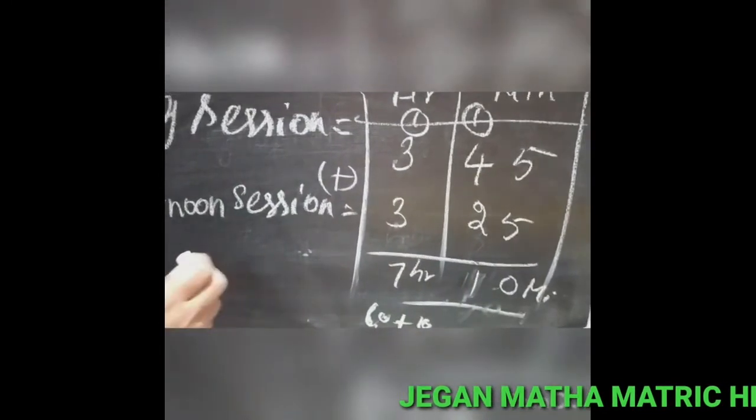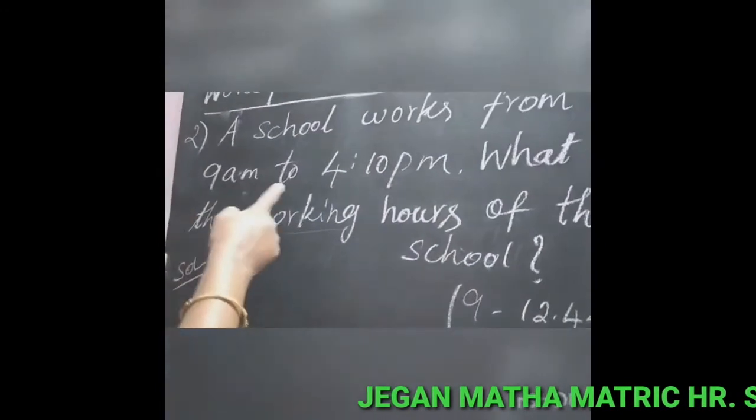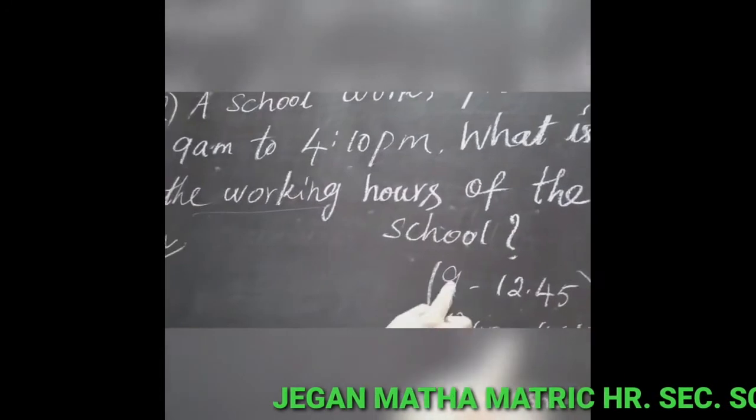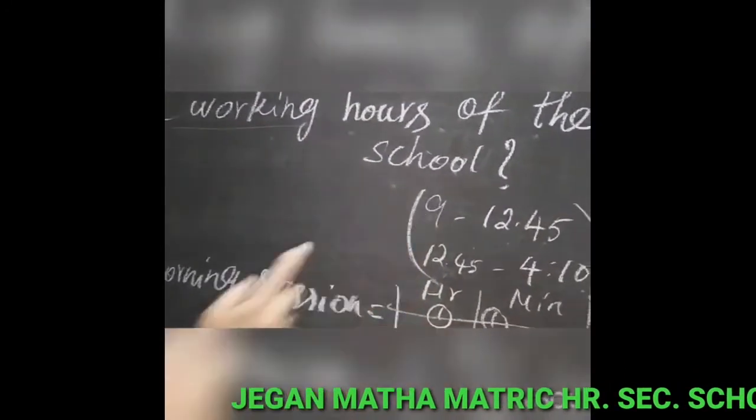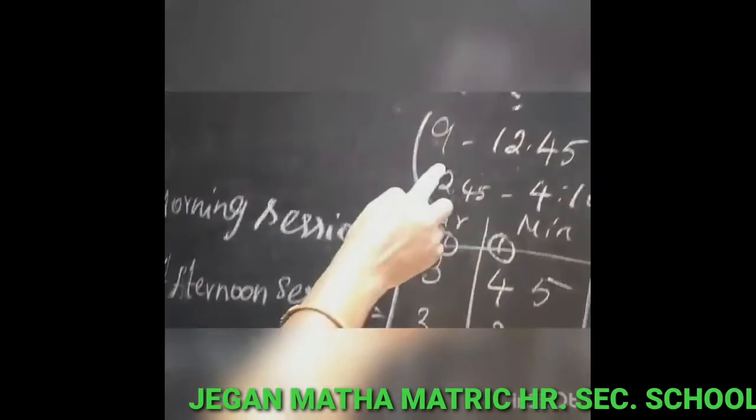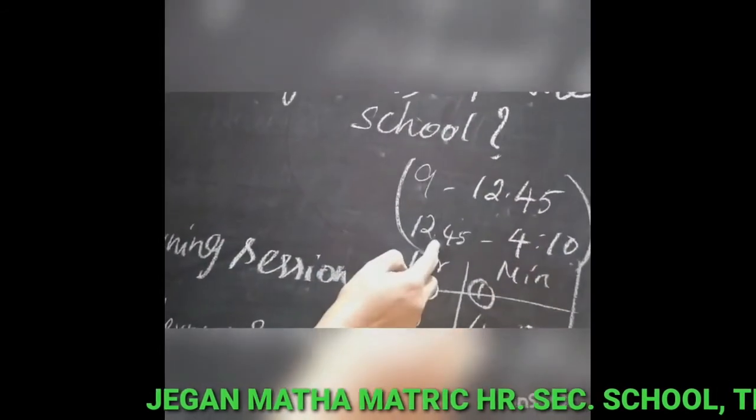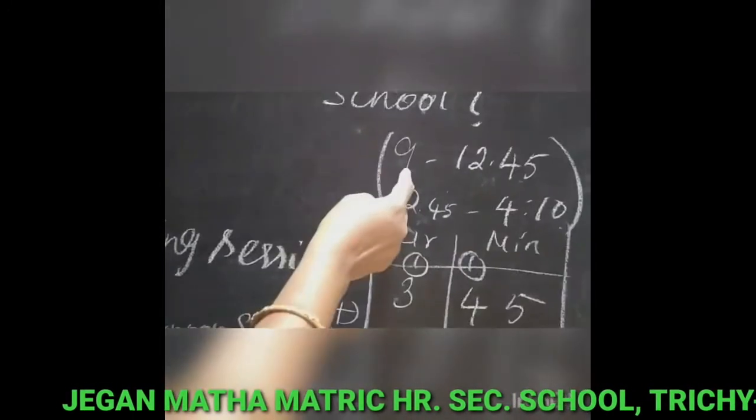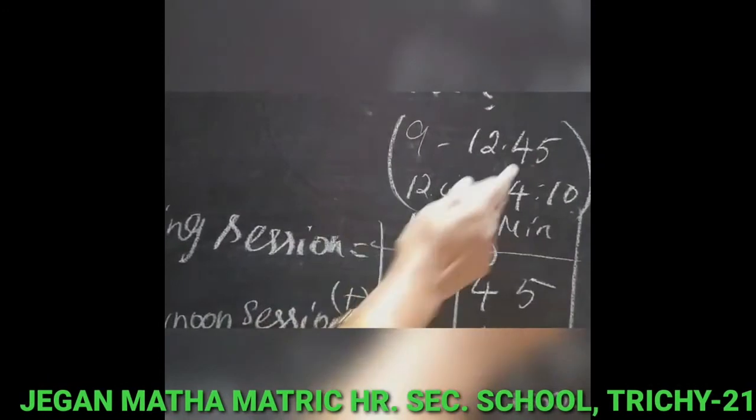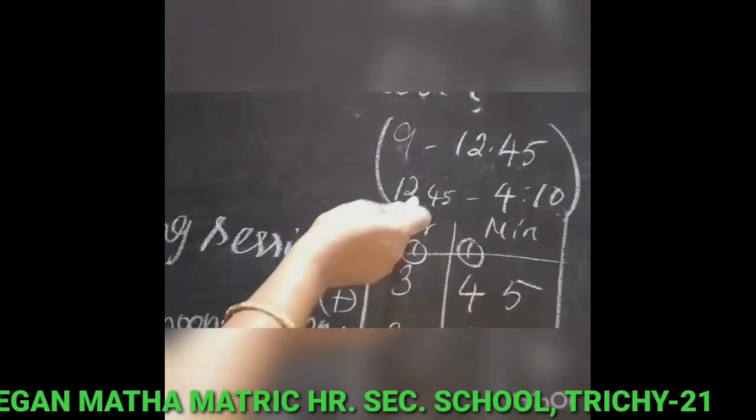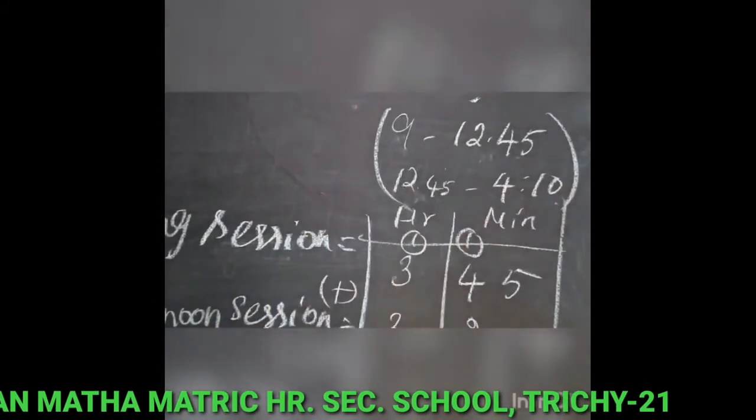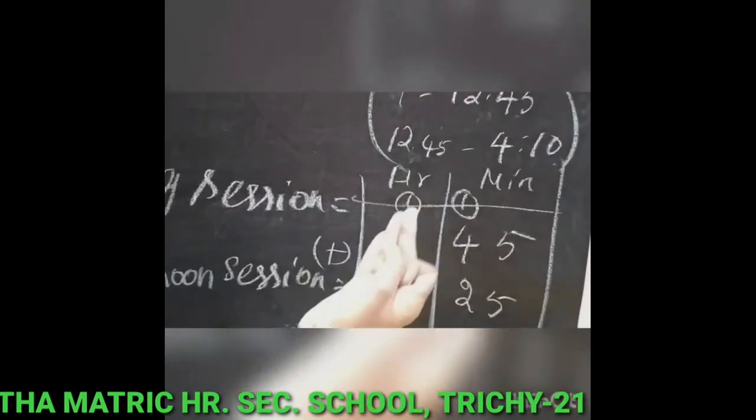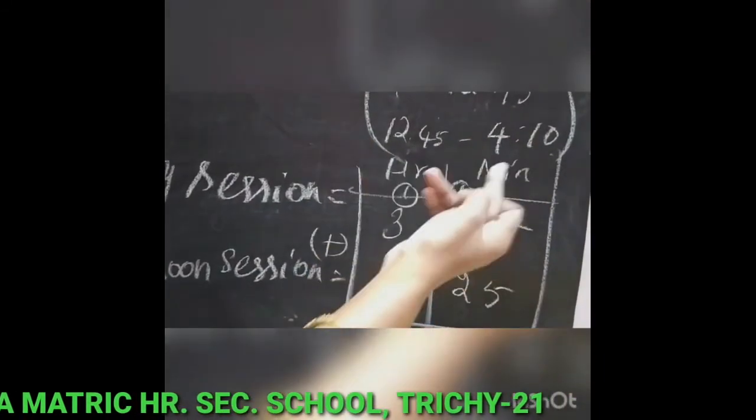Is it clear, students? Again I am telling, a school works from 9 a.m. to 4:10 p.m. What is the working hours of the school? You have to divide into two sessions: morning session, then second one afternoon session. So 9 to 12:45, then 12:45 to 4:10. First calculate 9 to 12:45: 9, 10, 11, 12, 3 hours, then 45 minutes. Morning session over. The next one, 12:45 to 4:10: 1:45, 2:45, 3:45, 3 hours. The balance minutes is 25 minutes.